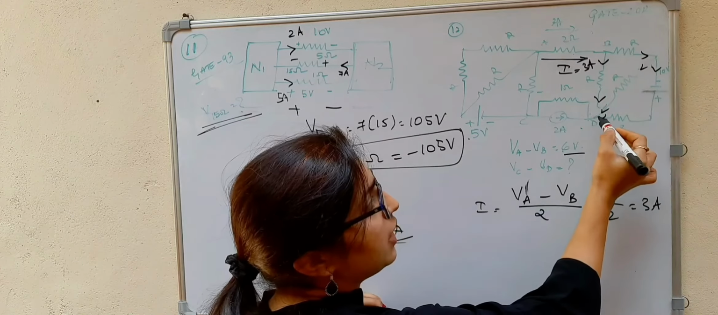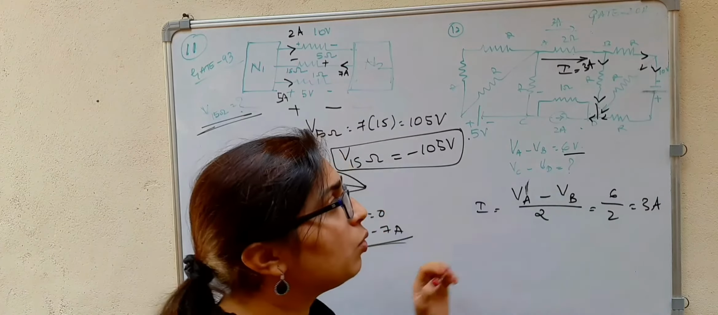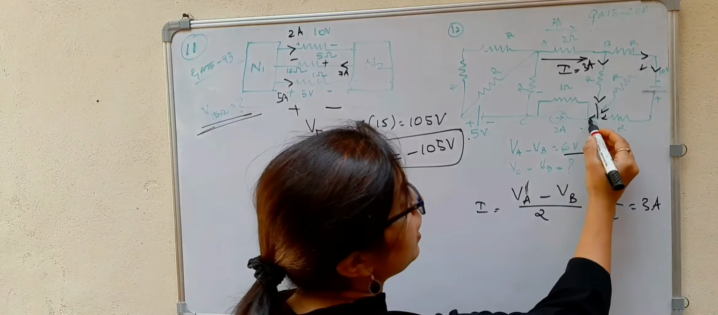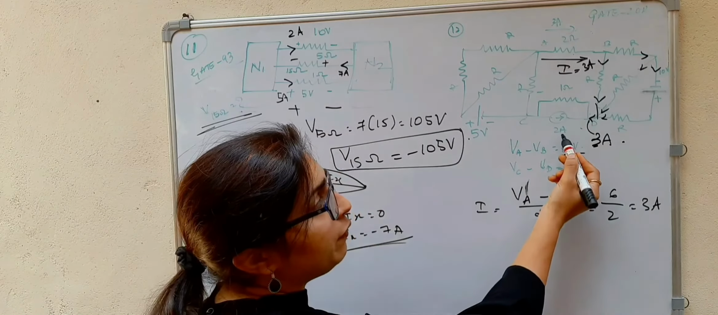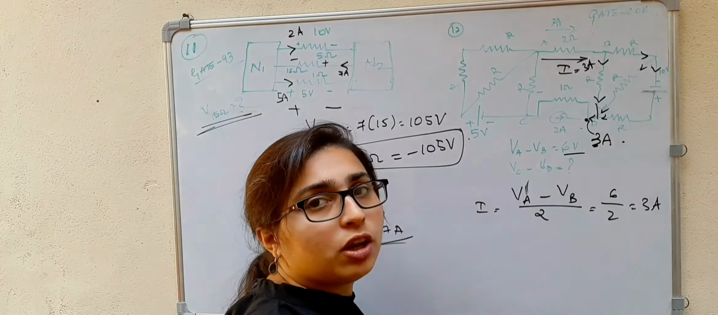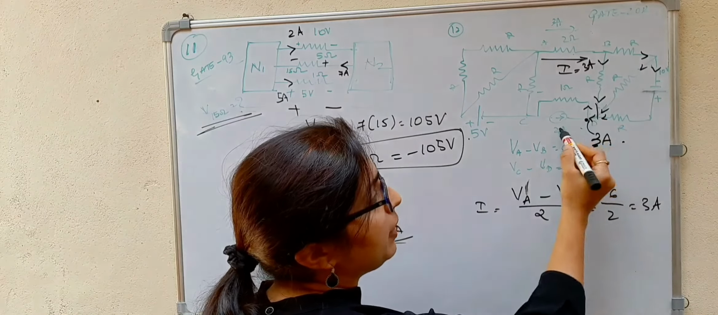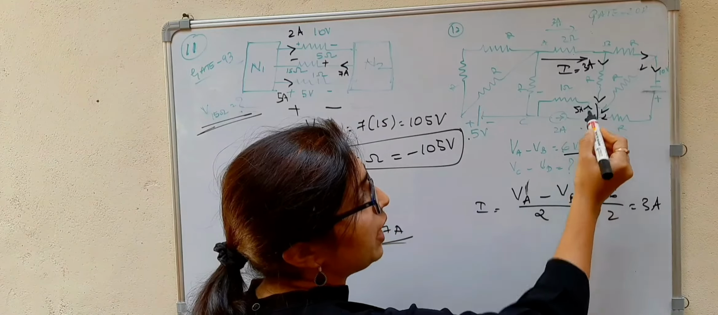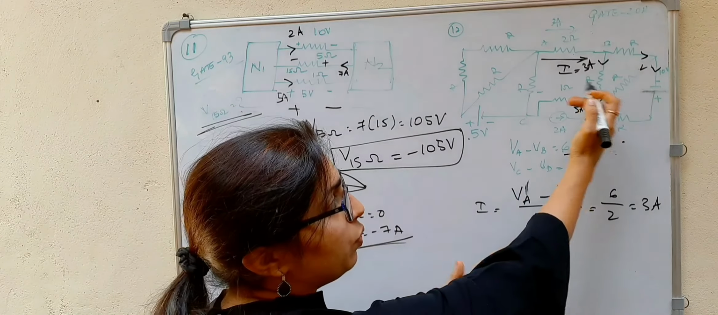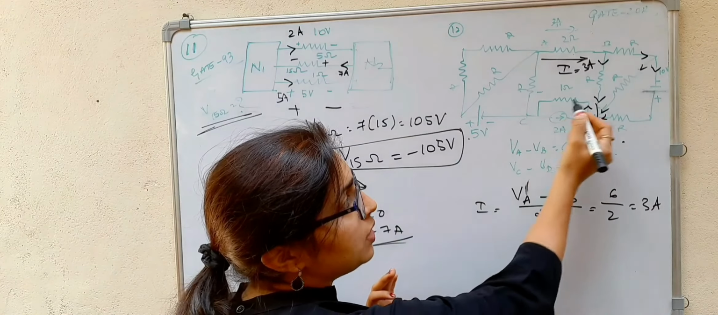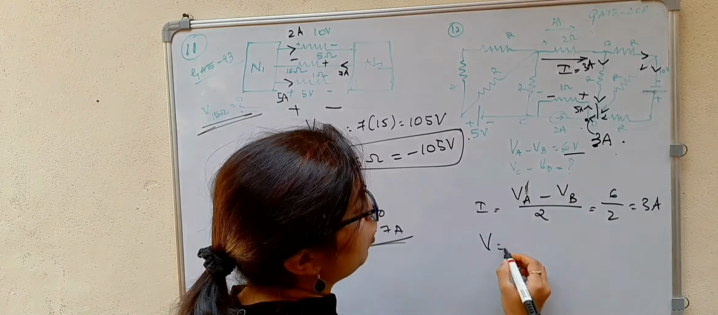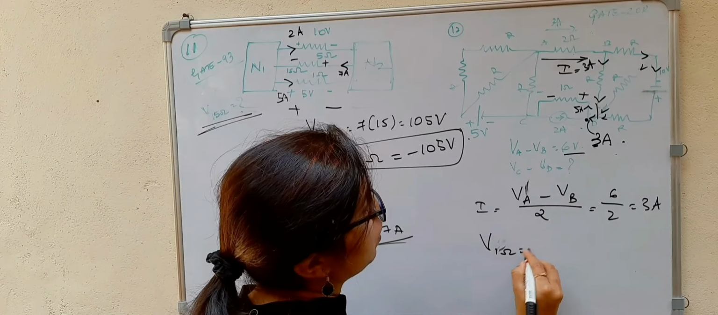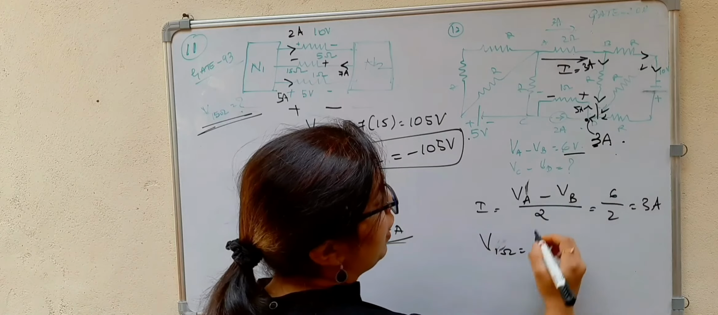So the outgoing current of this network should be 3 ampere. Here we have 2 ampere entering this particular node, so the current here will be equal to 2 plus 3, that is 5 amperes. The current is flowing from right to left through this, so the potential drop across 1 ohm is 5 volts.